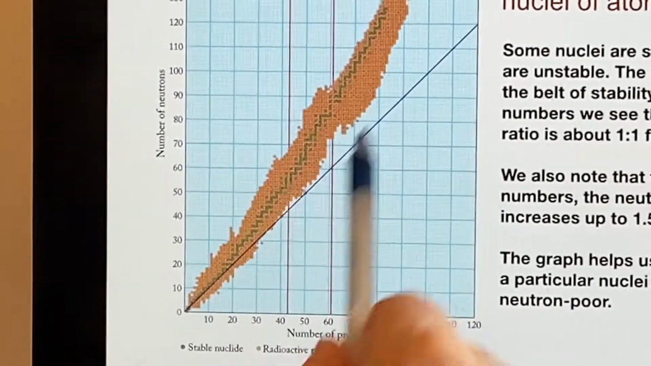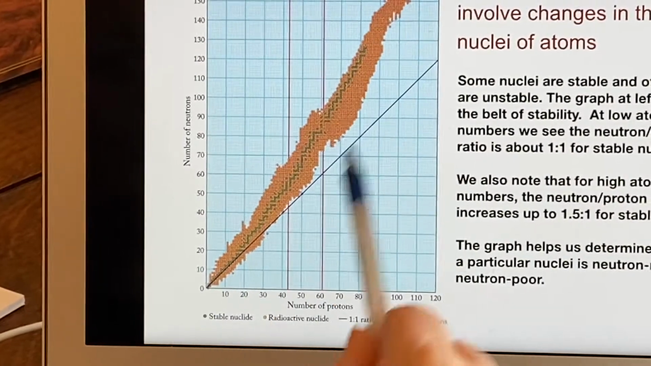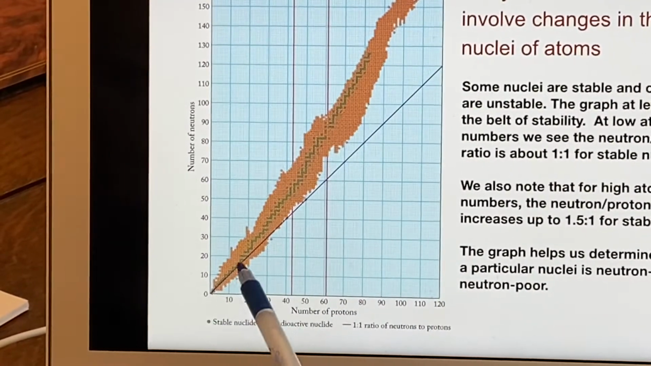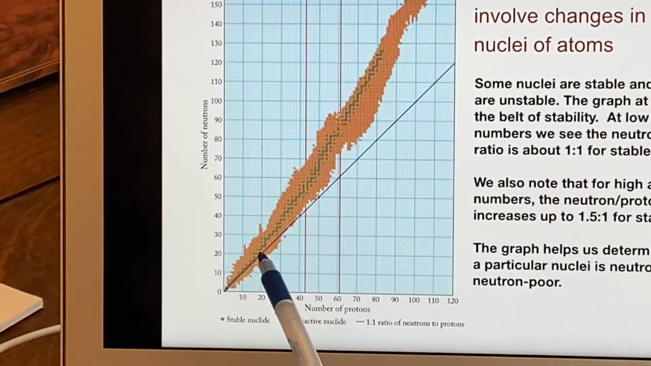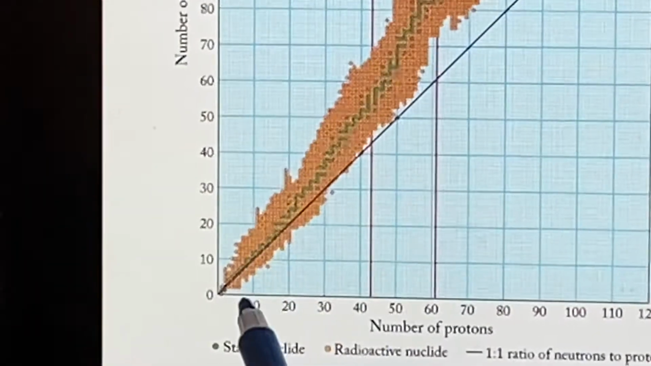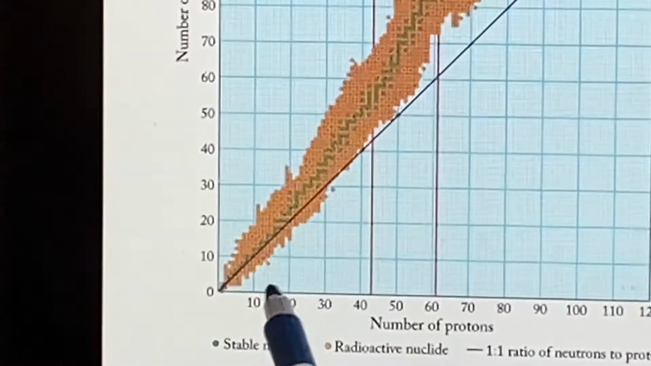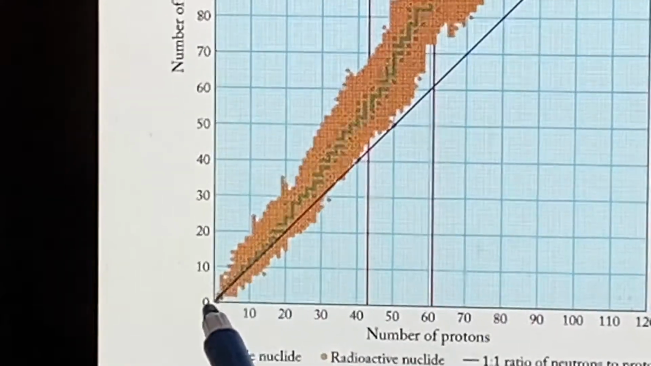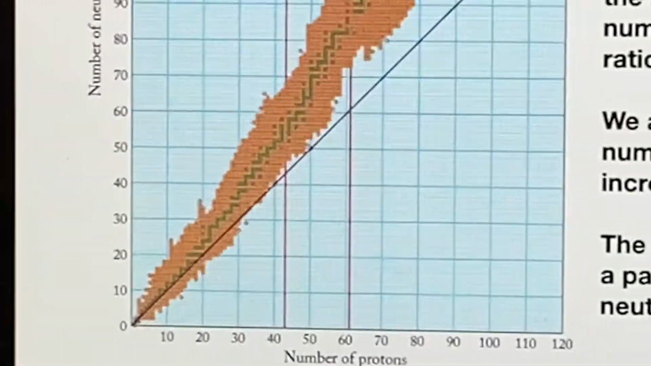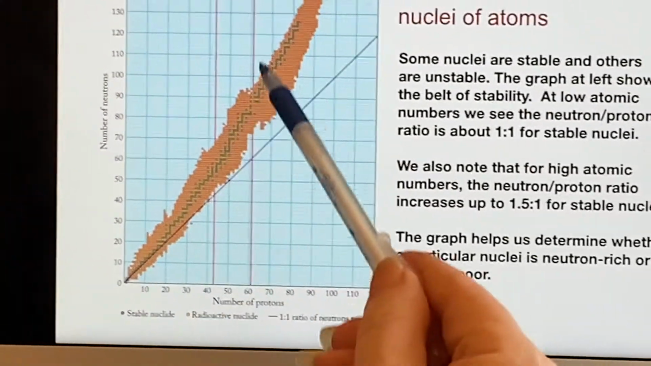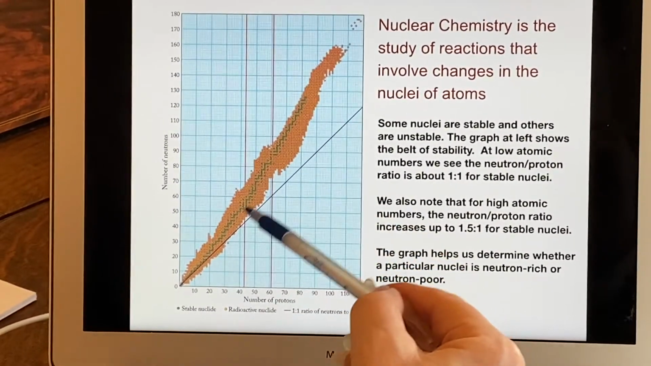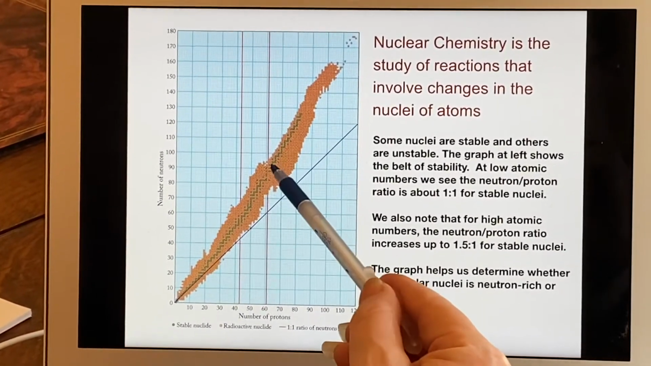Okay, so this is the line where it's a 1-to-1 ratio, and at these very low atomic numbers, in other words, through the end of period 3, not including transition metals, it looks very much like it wants to have a 1-to-1 ratio. This is called the belt of stability, and it gradually requires more and more neutrons to keep something stable.